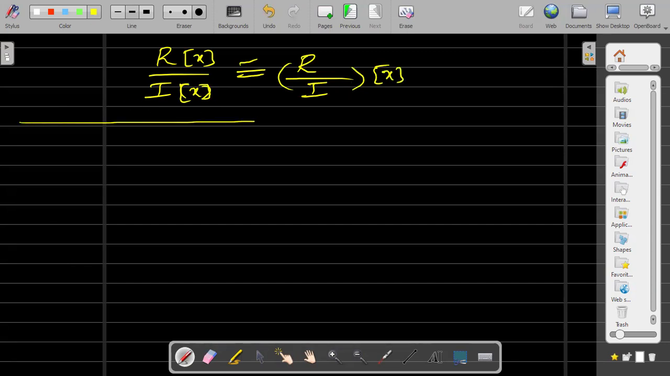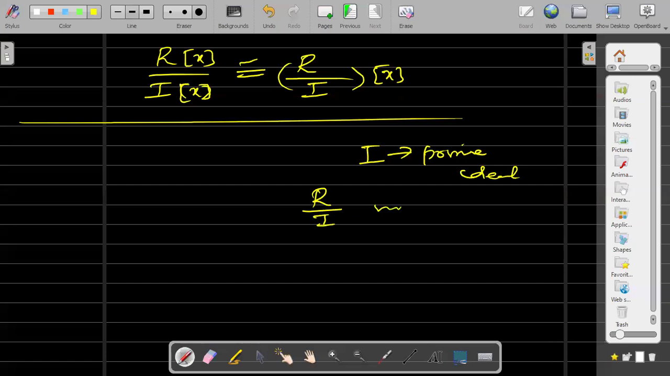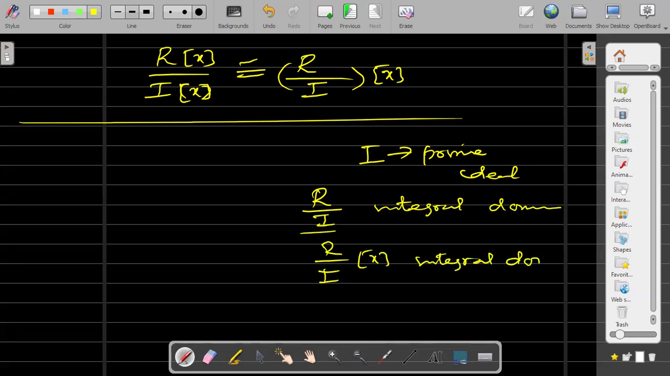So, from this, we conclude that if I is a prime ideal, then R over I is an integral domain, which we already saw. An ideal is prime if and only if the quotient ring is an integral domain. So I is prime implies R over I is an integral domain. That implies R over Ix is an integral domain.